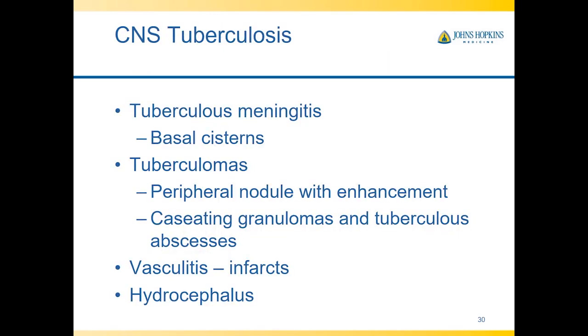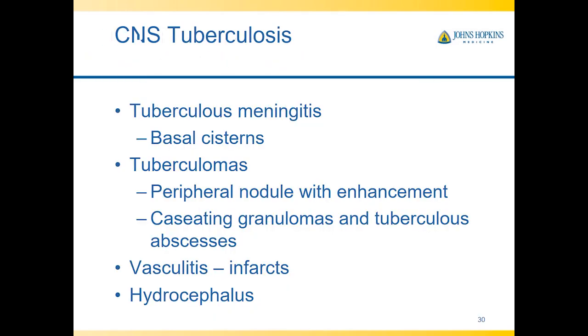The various forms of tubercular involvement of the CNS include tuberculous meningitis. There is often preference for involvement of the basal cisterns. There are thick exudates. It's one of those infections which will be easily seen as enhancement even on contrast CT due to the thick exudates. Tuberculomas can occur throughout the brain. You can have either peripheral nodule with enhancement or you can have caseating granulomas or tuberculous abscesses. Vasculitis can occur with infarcts, and hydrocephalus is a common feature of CNS tuberculosis.